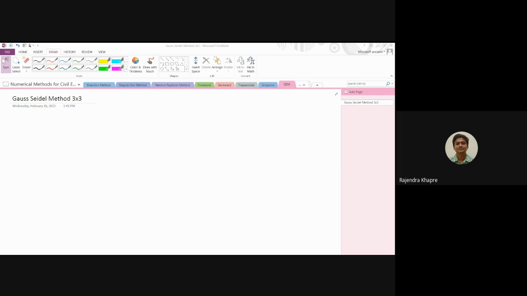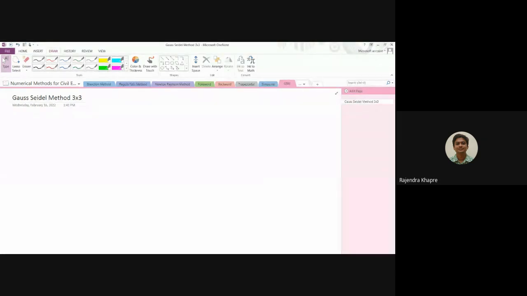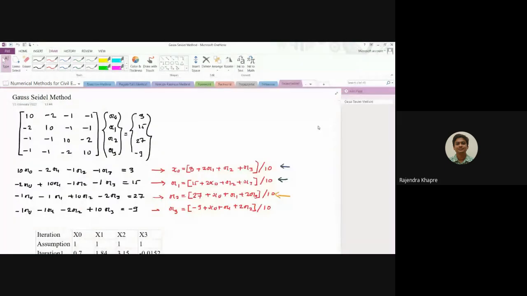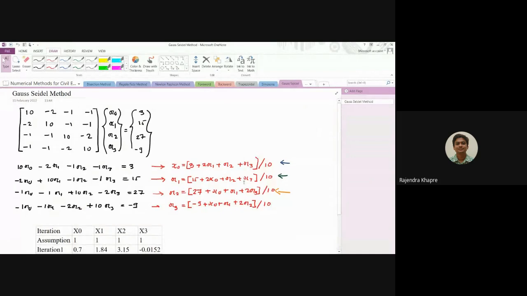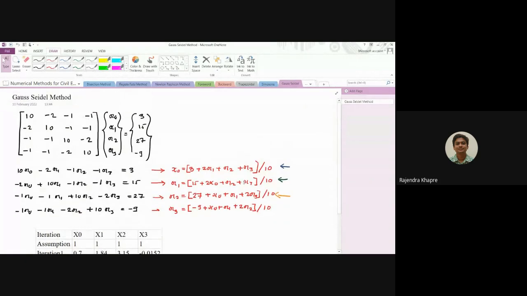So we'll continue. In the previous class, we saw the Gauss-Seidel method, and we took only one problem based on it, a 4 by 4 matrix. In that problem, we chose all the guess roots as 1, 1, 1, 1. The thing is, you can start with any guess root. You can start with all zeros, or you can start with all ones.